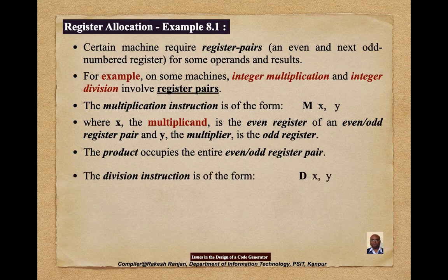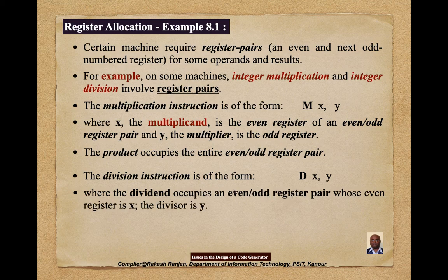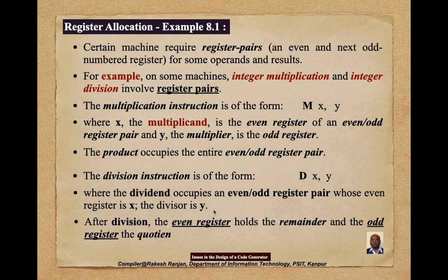So if we do M x comma y, x into y will happen, and the result will be stored in the pair. Similarly, to divide, D x comma y, the dividend is in the even odd register pair whose even register is x, and the divisor is in y. After the division, the even register holds the remainder and the odd register holds the quotient. So this holds the remainder and this holds the quotient.